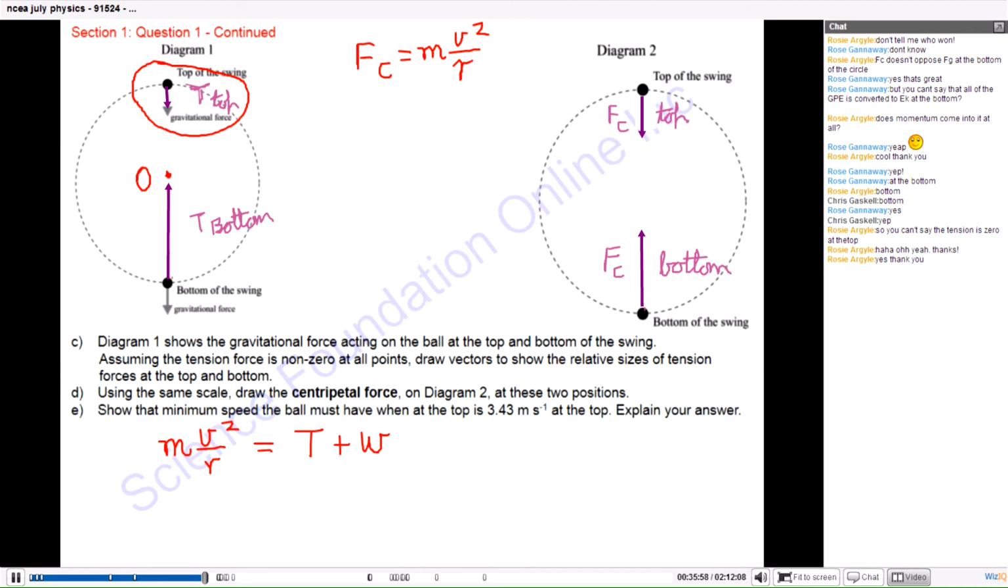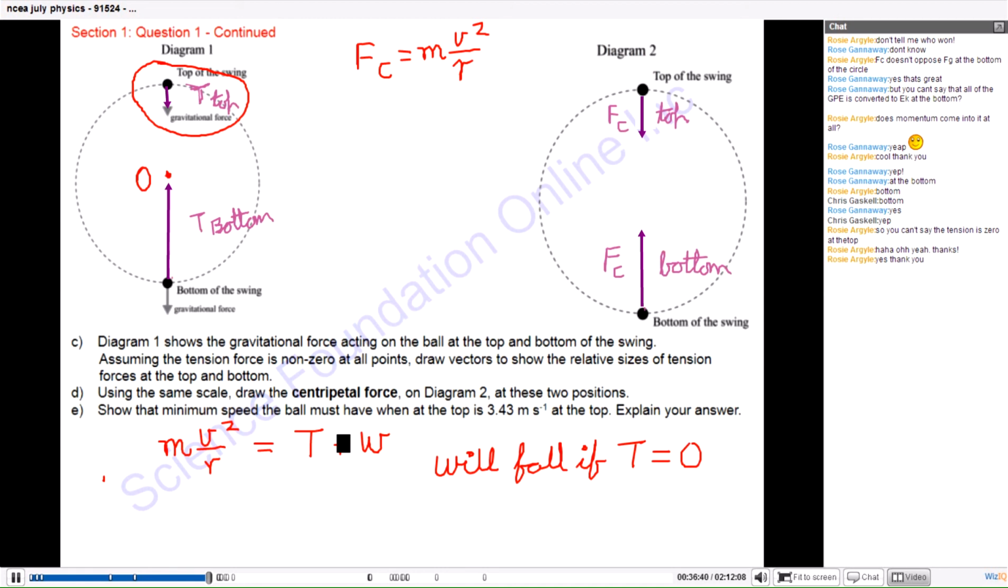Now what happens if the tension force becomes zero? It will fall. So if the tension force becomes small enough that it becomes zero, it will fall vertically downwards. It won't keep moving in a circular path. So show that the minimum speed the ball must have when at the top is that. That would be for it to keep moving in a circular path. So therefore, we don't want T to be zero.